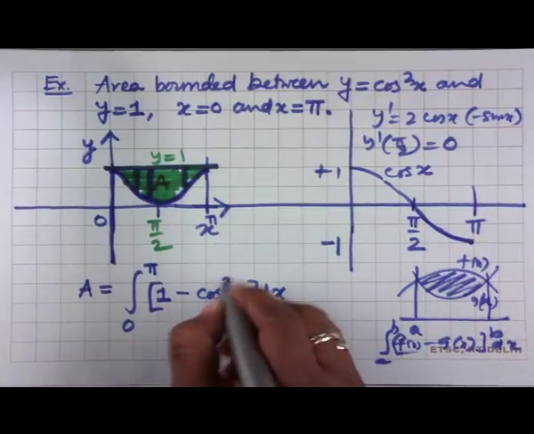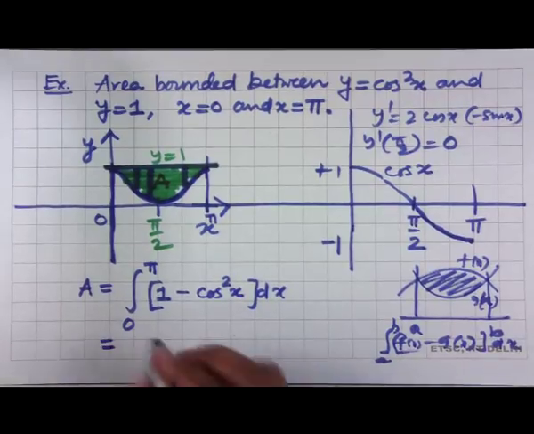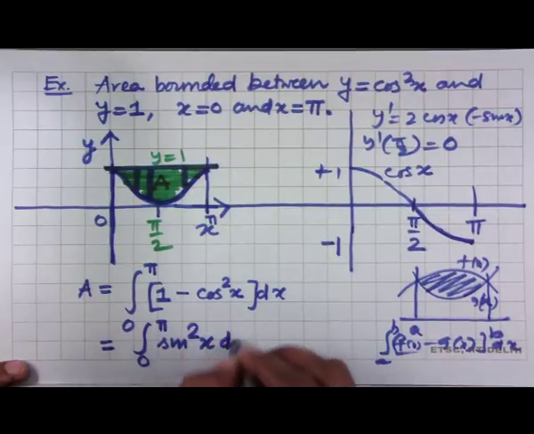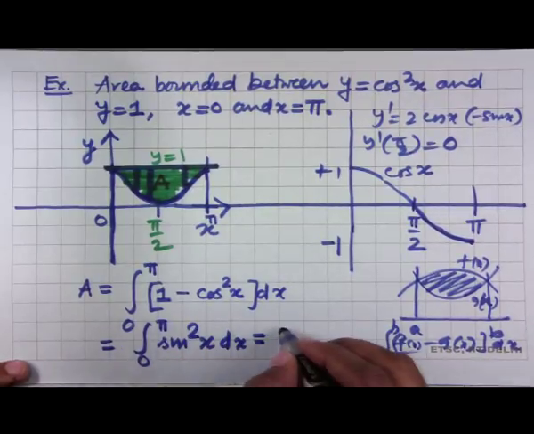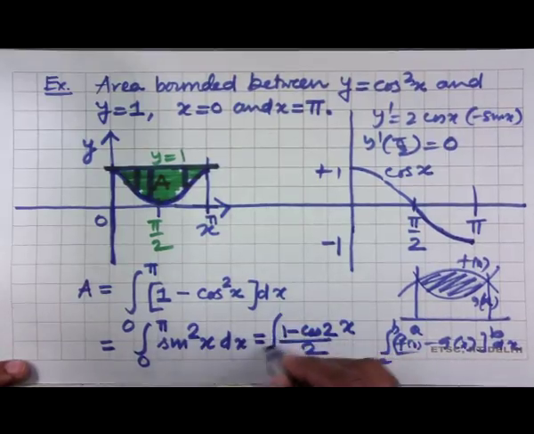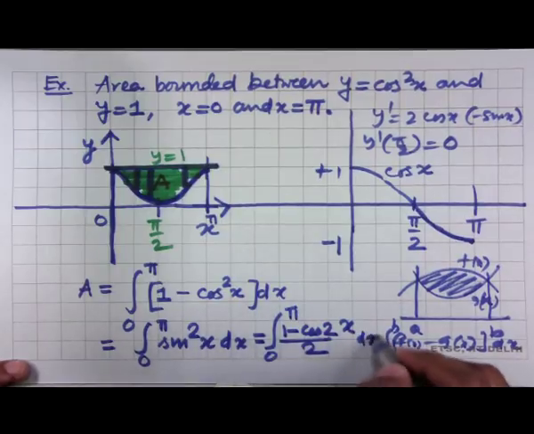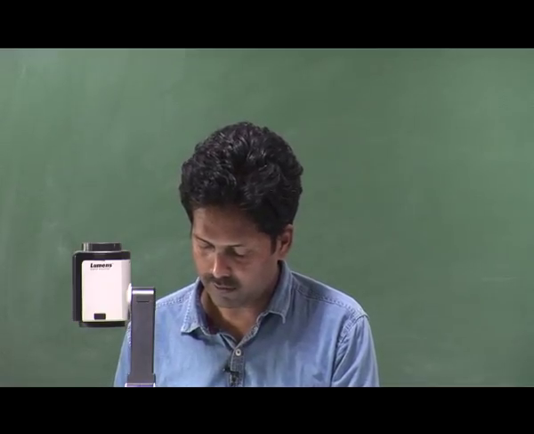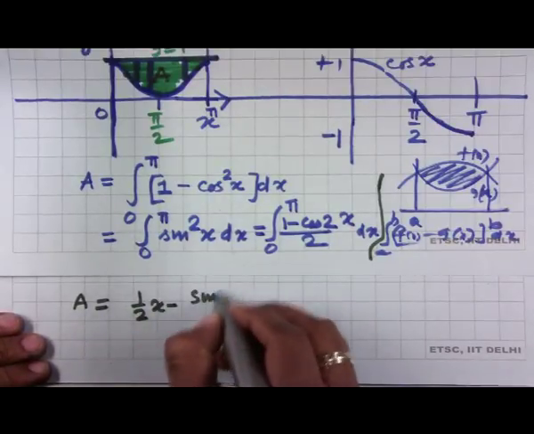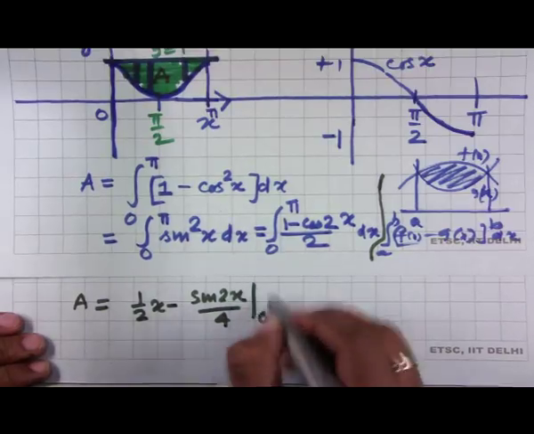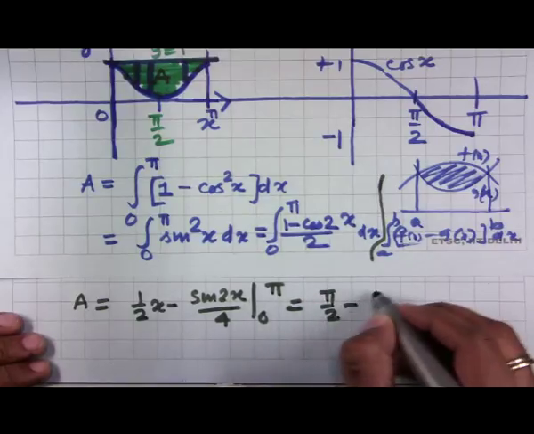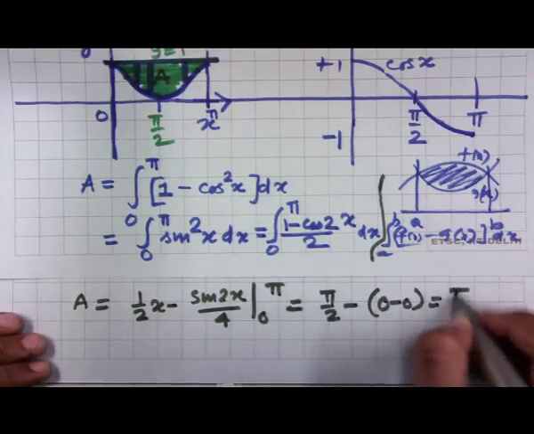So, you get this is equal to the integral from 0 to pi of sin square x dx, which is 1 minus cos 2x by 2, integrated from 0 to pi dx. Area therefore is equal to 1 by 2 times x minus sin 2x by 4, from 0 to pi. So, you get pi by 2 minus 0 minus 0. So, this is pi by 2.